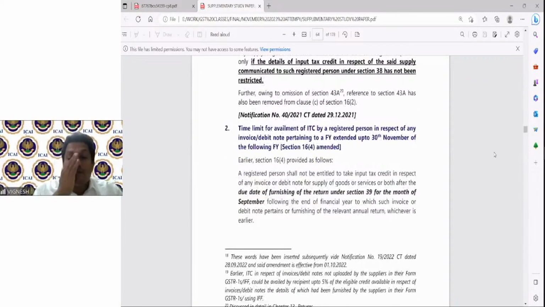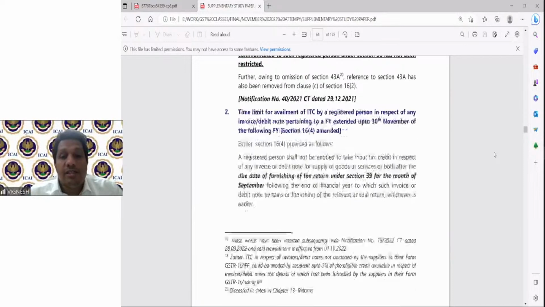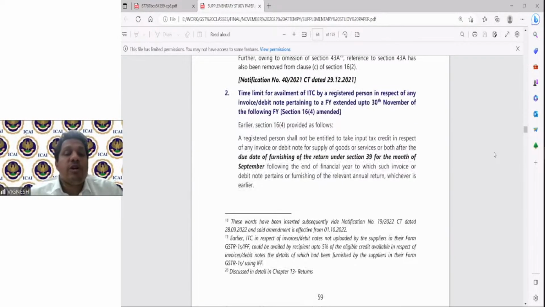Then amendment of 16 subsection 4, as I told you, the time limit which was there for the financial year is extended up to 30th November of the following financial year. So what was the initial rule? The registered person shall not be entitled to take the input tax credit of any invoice or debit note after the due date of furnishing the return under section 39 for the month of September following the end of the financial year, or the furnishing of annual return, whichever is earlier.